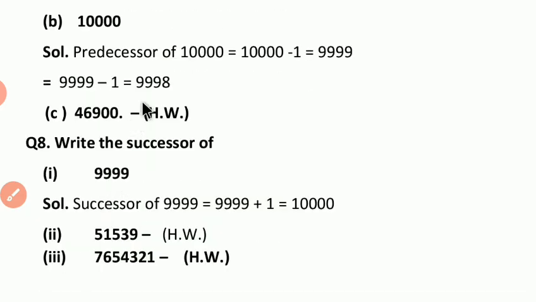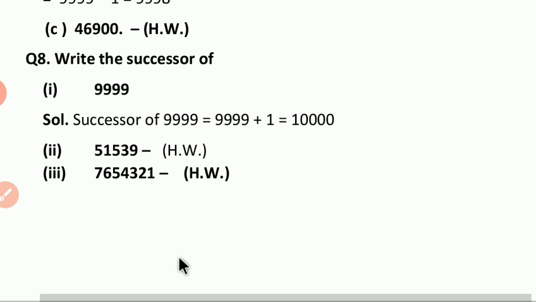Then question number 8, write the successor. Successor means the number which comes after the given number, or we have to add plus 1. So 9,999. Here we have given only successor means only one successor you have to find. So successor of 9,999, it means you have to add plus 1. So answer will be 10,000. So 10,000 is the successor of 9,999. Same here, second and third one, it's your homework. Only you have to add plus 1. So that one will be the successor of the given number.